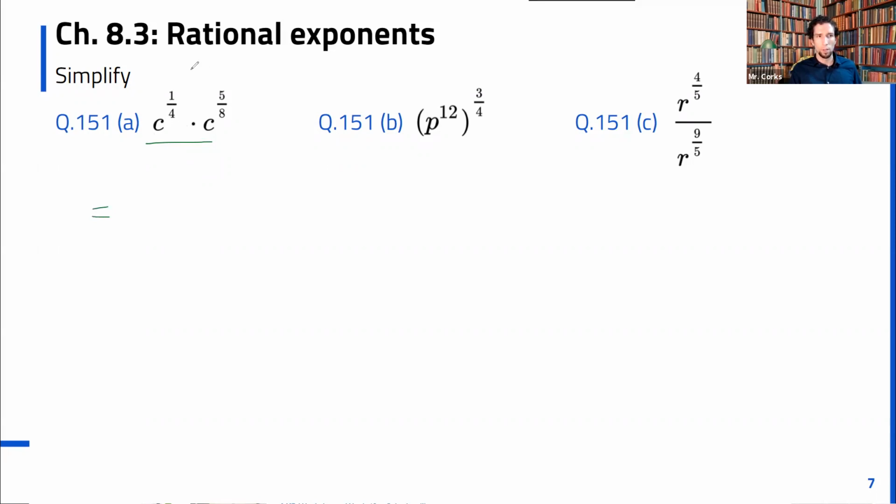Just like we had before, same base, C and C, and they're being multiplied together. So we add the two exponents. So this is equal to C to the exponent 1 over 4 plus 5 over 8. So the 1 over 4 plus 5 over 8, the whole thing is inside the exponent. If we add those together, what do we get?